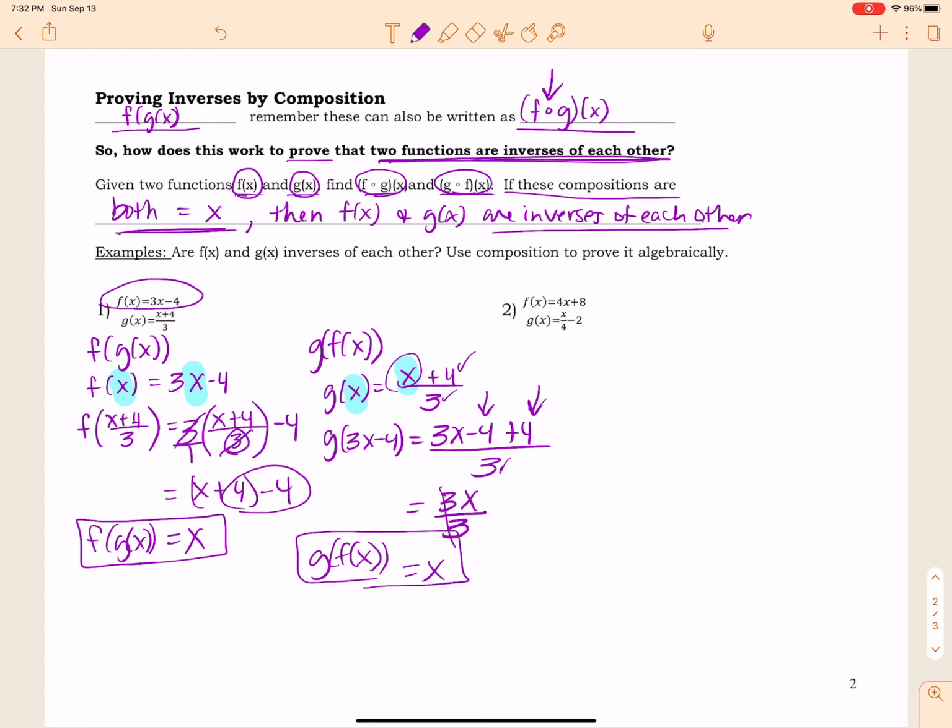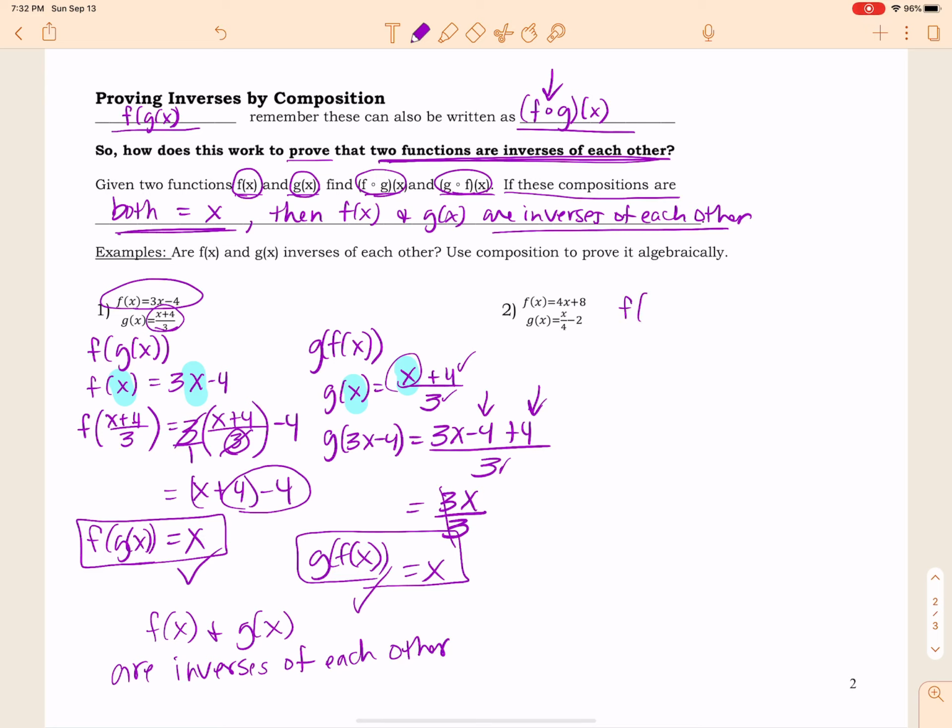Are you with me? Okay, so f of g of x equals x, and g of f of x equals x. Guess what that means? F of x and g of x are inverses of each other. Awesome! In other words, if I were to find the inverse of f of x, it would be what g of x is. That's neato.